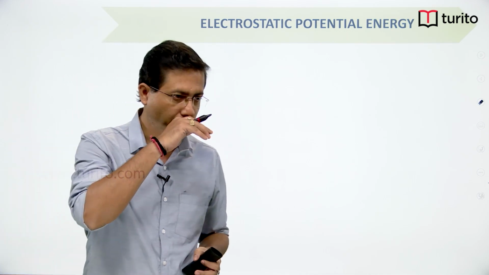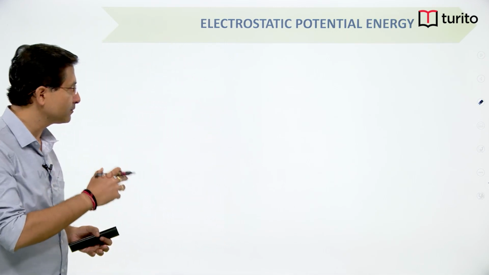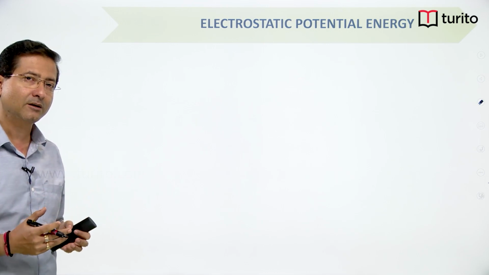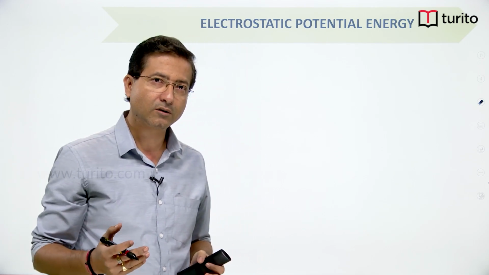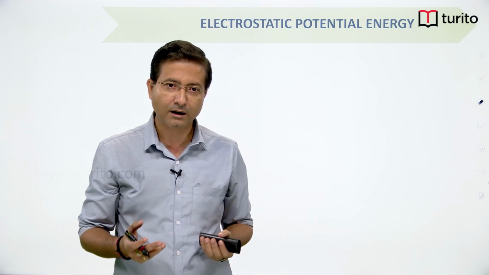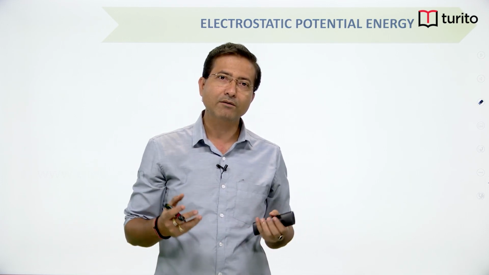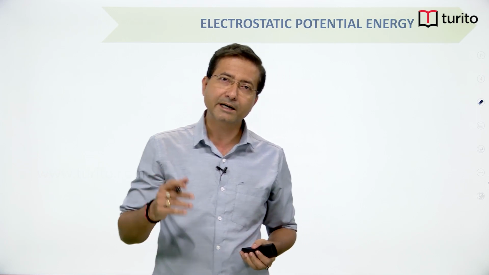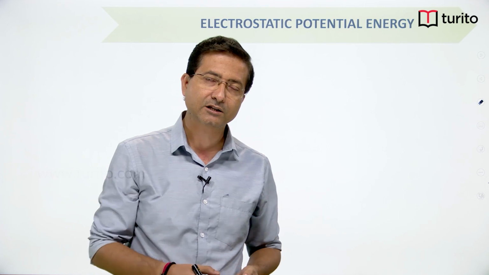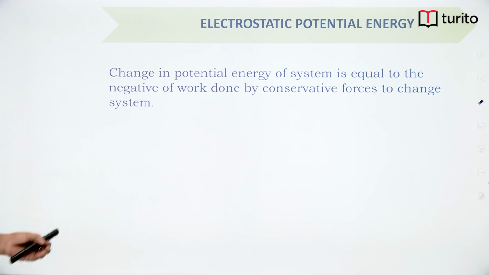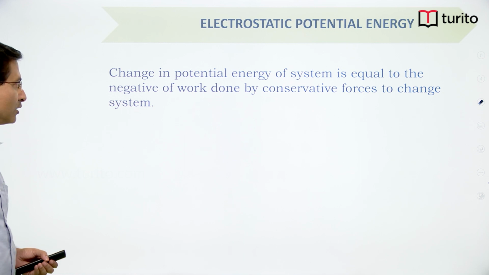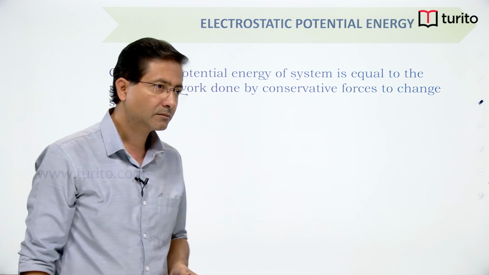What is potential energy? The change in potential energy associated with any system is defined as the negative of work done by conservative forces while changing the configuration of the system. So, if I change the configuration of the system, then whatever work conservative forces are doing, the negative of that is defined as the change in potential energy of the system. Let us see the definition first. The change in potential energy of the system is equal to the negative of work done by conservative forces to change the system.